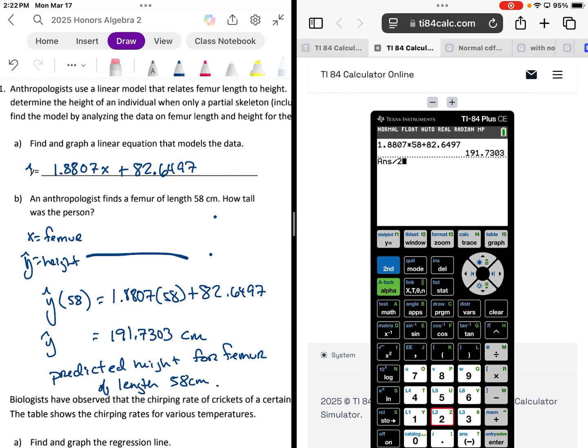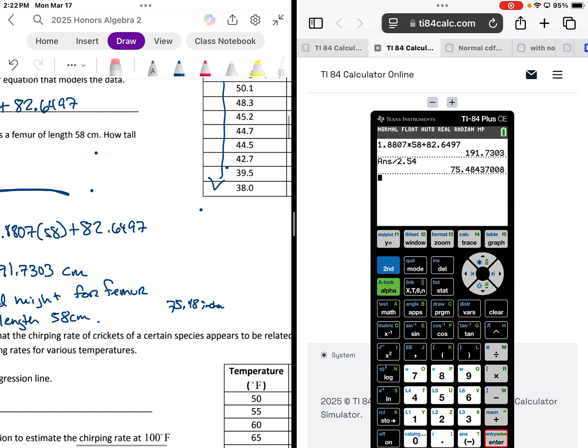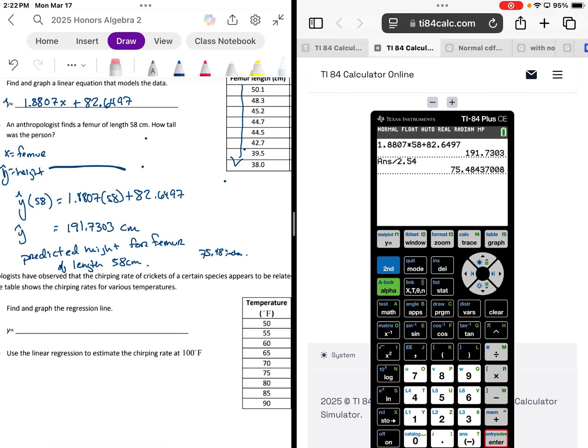So if I divide that by 2.54 and hit enter, we find out that that is approximately 75.48 inches. Now we can start thinking about, okay, what does that mean in feet and inches? So 75 inches. 6'3". All right. You figure 12 inches to a foot. So if you divide that by 12, it's going to go in there 6 times with the 3 left over. So you're looking at 6'3". Pretty tall person.